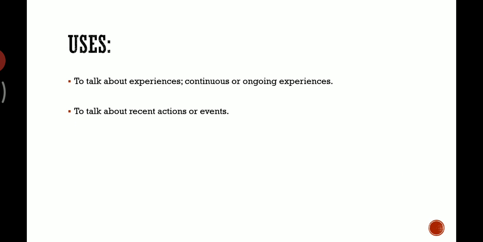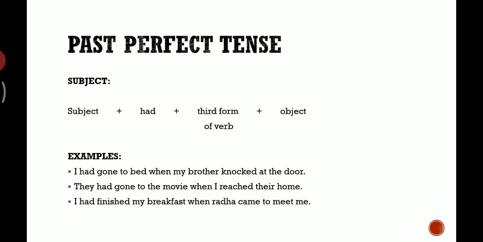Thus, present perfect tense is used to talk about experiences, continuity or ongoing, and recent actions and events. Now, we come to past perfect tense. First of all, we understand its structure.